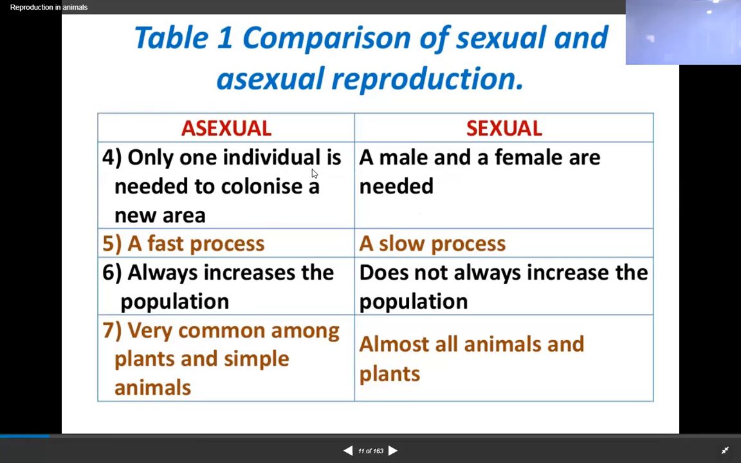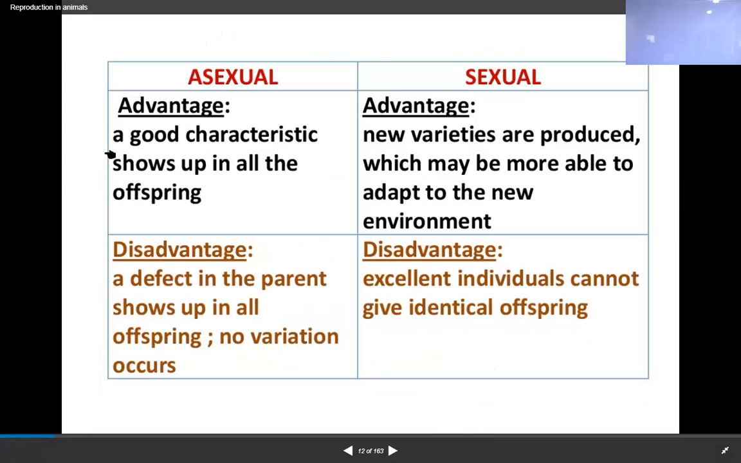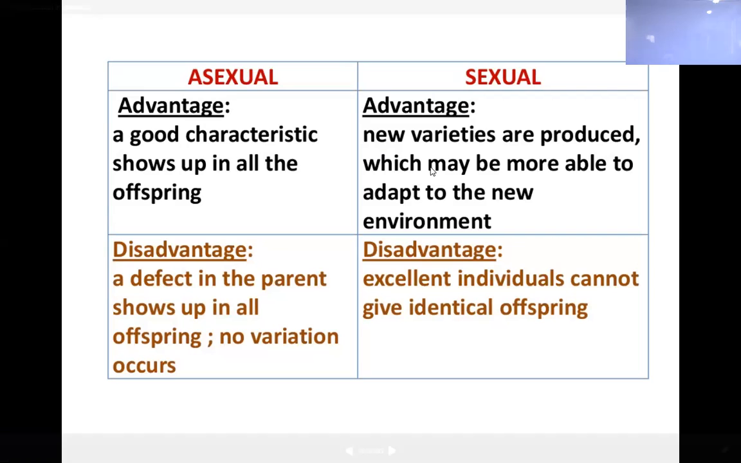Yes, only one individual is needed to colonize a new area. A female and male are needed. A fast process, a slow process. Always increases the population, does not always increase the population. Very common among plants and simple animals. That means this is very commonly seen in lower organisms. And here almost all plants and animals, that means higher organisms we can consider. Advantage, a good characteristic shows up in all the offspring, and new varieties. I told you variations आते हैं इसमें, are produced which may be more able to adapt to the new environment.